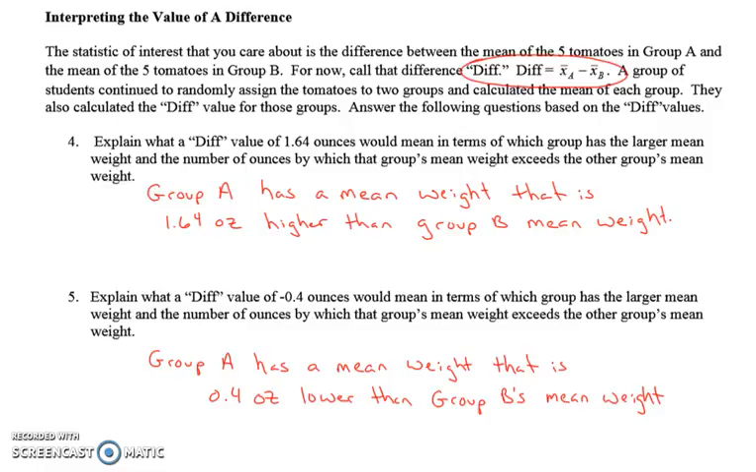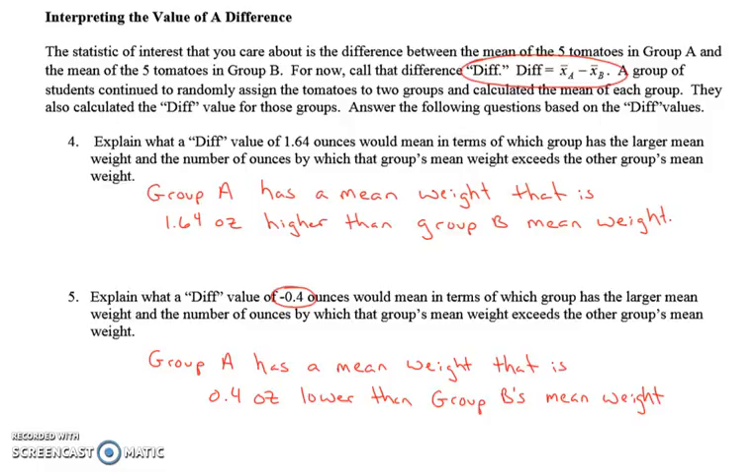For number 5, explain what a diff value of negative 0.4 ounces means. Well, because this one is negative 0.4, it means that the weight is actually lower for the first group than for the second group. Okay, so again, you should have something similar to that written down. You don't have to have it exactly, you can have it in your own words, but that's the idea you want to get. 1.64 means group A is 1.64 ounces bigger than the mean weight of group B, and negative 0.4 is 0.4 ounces lower than group B.